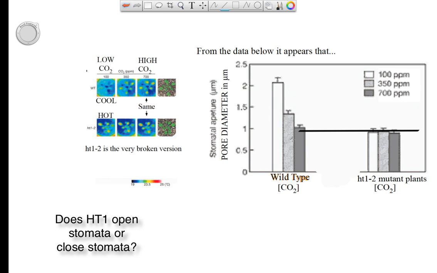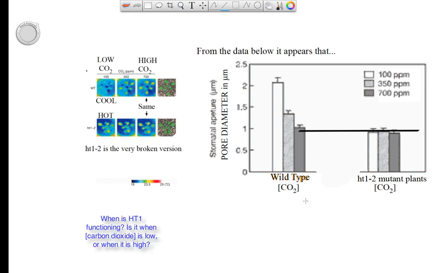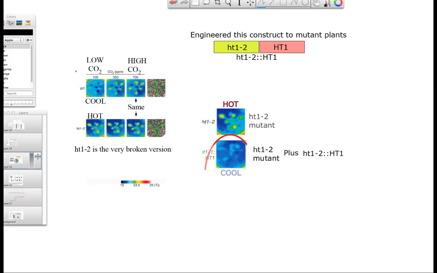So what is HT1 doing when it's working? Under what conditions is HT1 functioning? Is it functioning at low carbon dioxide conditions or at high carbon dioxide conditions? And to figure that out, you say, well, how do I compare it to when there's no HT1 present? This is what it looks like when there's no HT1 present. This is what it looks like under some conditions when HT1 is present.